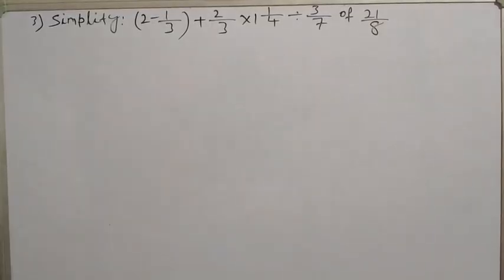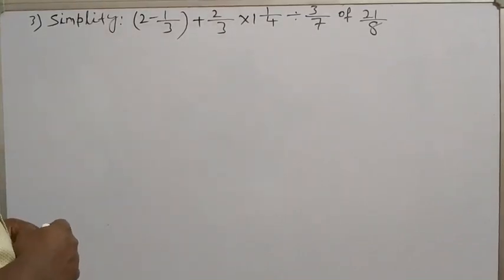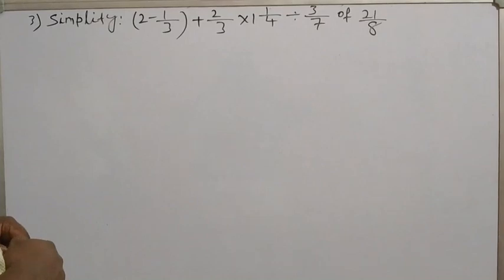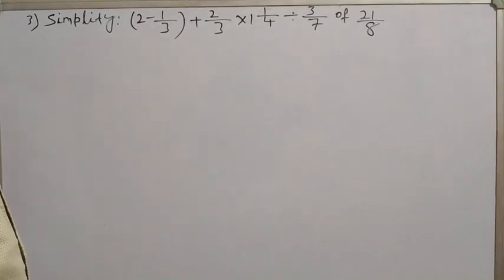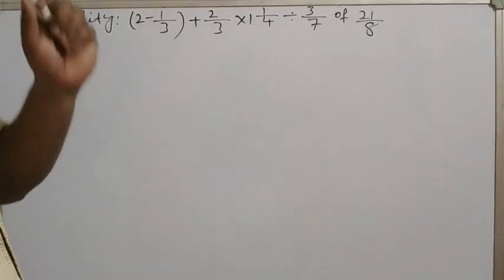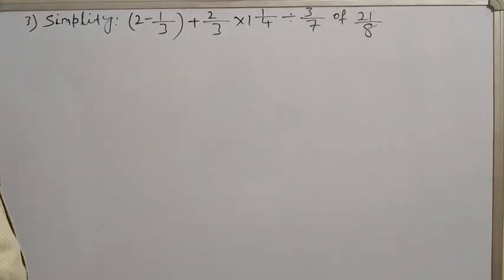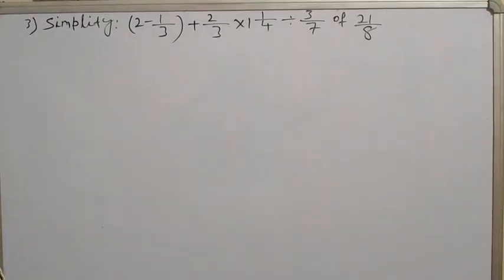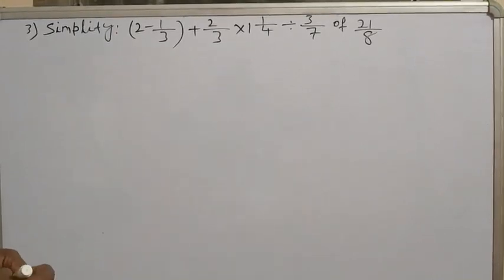So children, next problem. Simplify (2 minus 1 by 3) in brackets, plus 2 by 3 into 1 whole 1 by 4, divided by 3 by 7 of 21 by 8. This problem is very important. A problem like this will definitely come in the exam, and we have to solve this one.